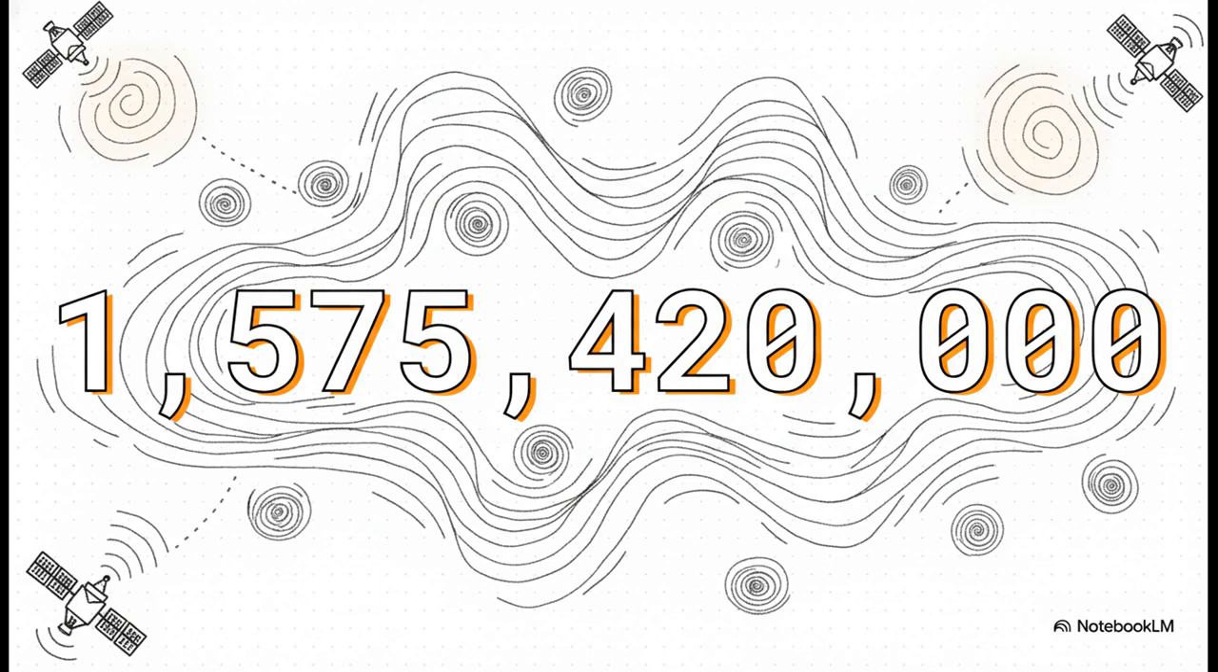Speaking of repeating rapidly, just take a look at this number: 1,575,420,000. I mean, wow. This isn't just a random massive number, though. This is the exact number of oscillations or cycles that happen every single second in a GPS L1 signal. That means its frequency is over 1.57 gigahertz. Just try to even wrap your mind around a wave waving over 1 billion times in the time it takes you to say the word one.